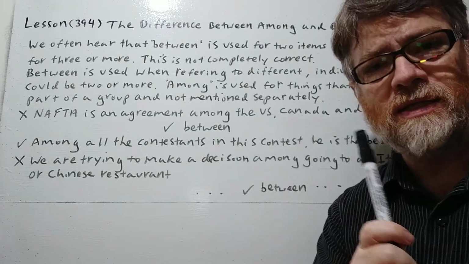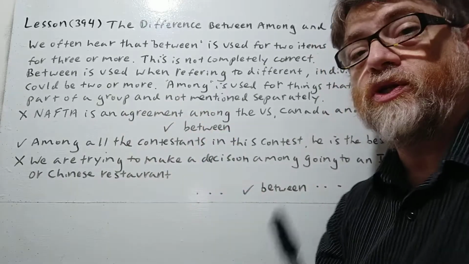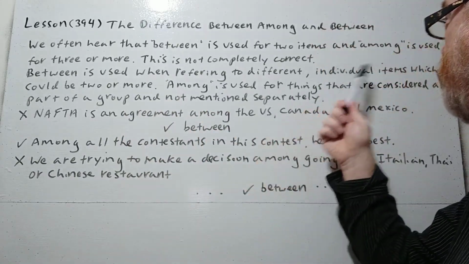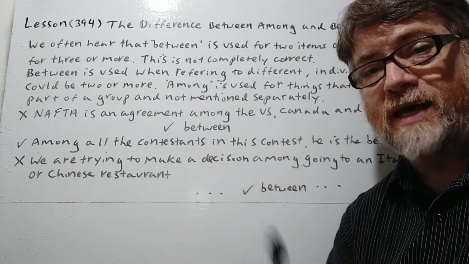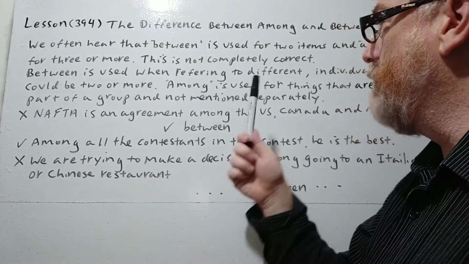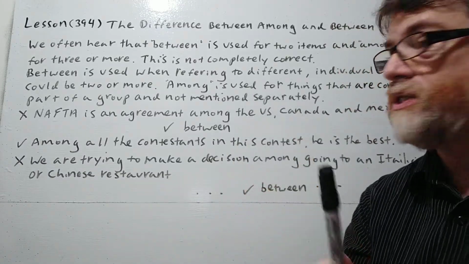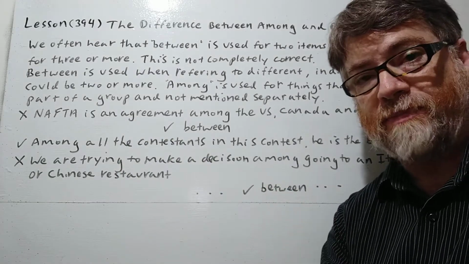Let's continue. So let's look at the rule you should follow. Between is used when referring to different individual items, which could be two or more. So between can be used in some situations when there is more than two. Among is used for things that are considered as part of a group and not mentioned separately.